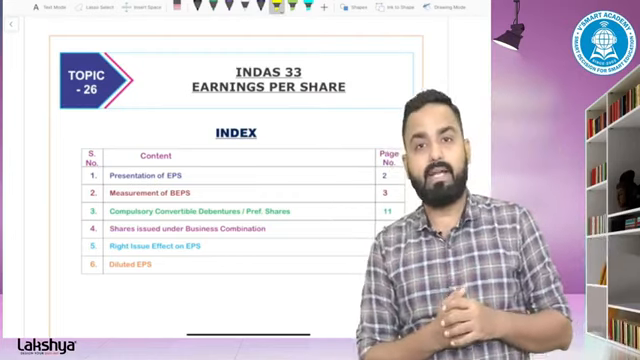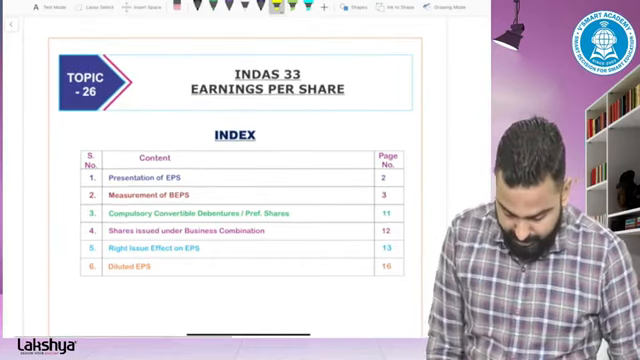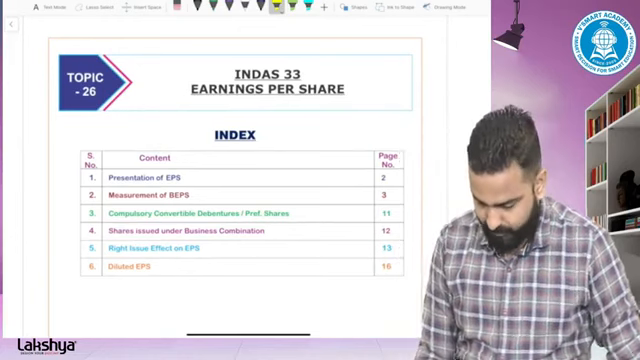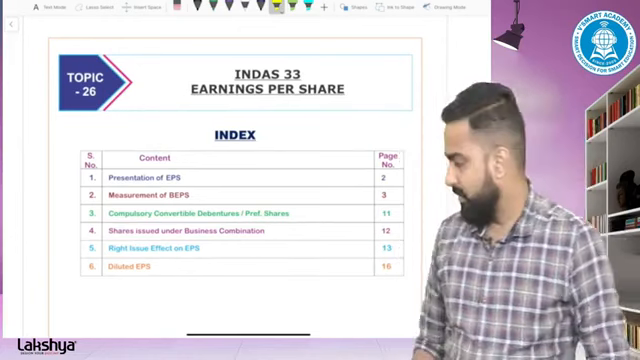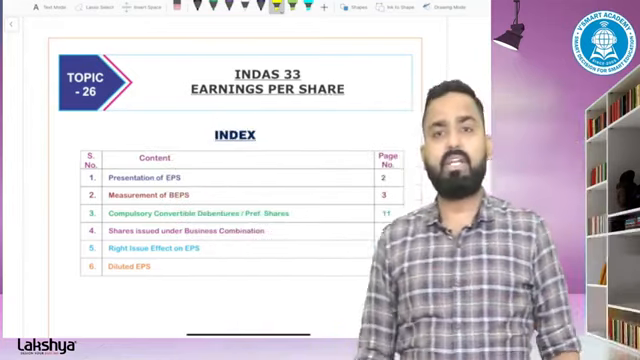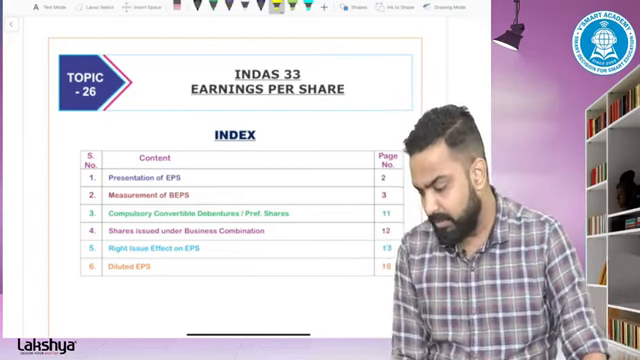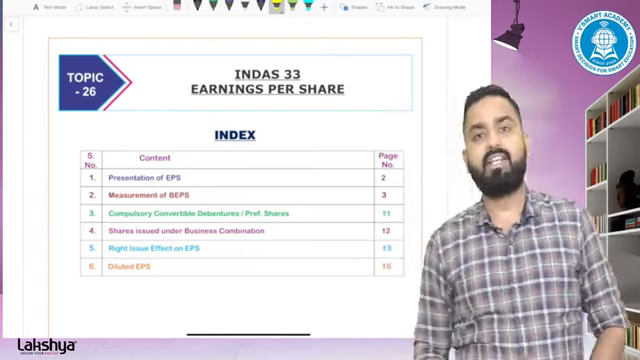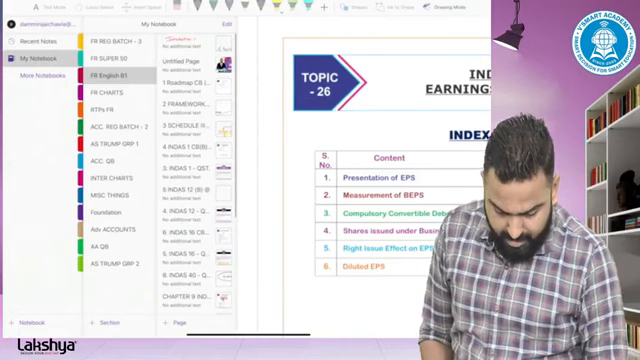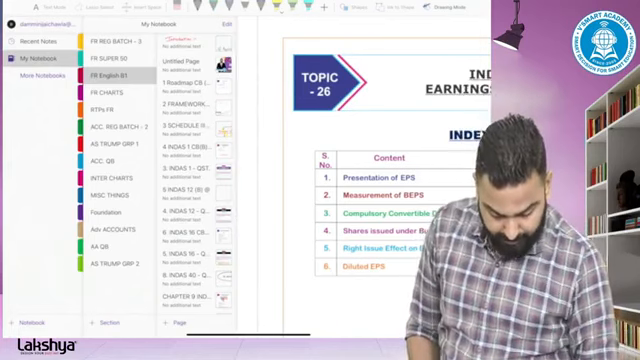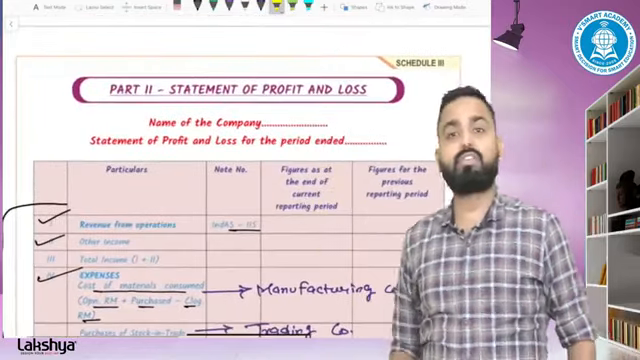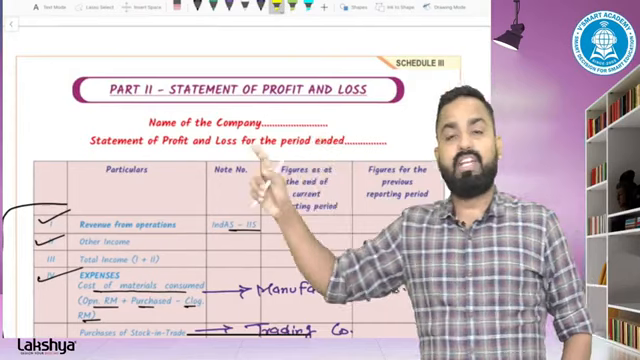So Ind AS 33, earnings per share. Now, before starting this particular session, I wanted to remind you about the Schedule 3 format of your profit and loss account, the statement of profit and loss.